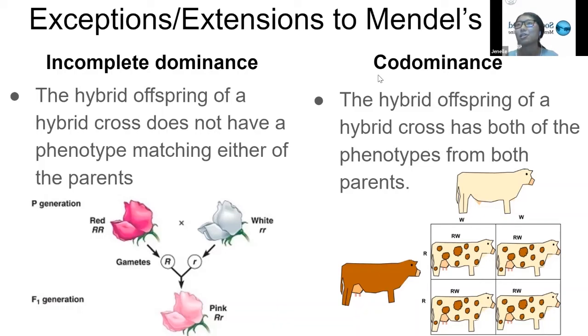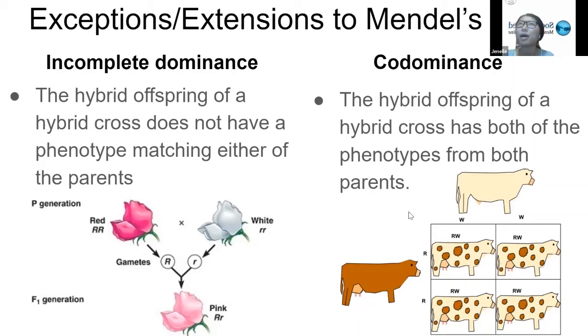And then the other one is codominance, which is when the hybrid offspring of a hybrid cross has both of the phenotypes from the parents. So we see here two W's would lead to this white cow, and then this R and R would lead to this brownish colored cow. And then once you cross each of them, you see that both the white and the brown are displayed on the cow when they have both the R and the W alleles. So as you can see, both of these phenotypes are expressed, and that's why in this case it's codominance.